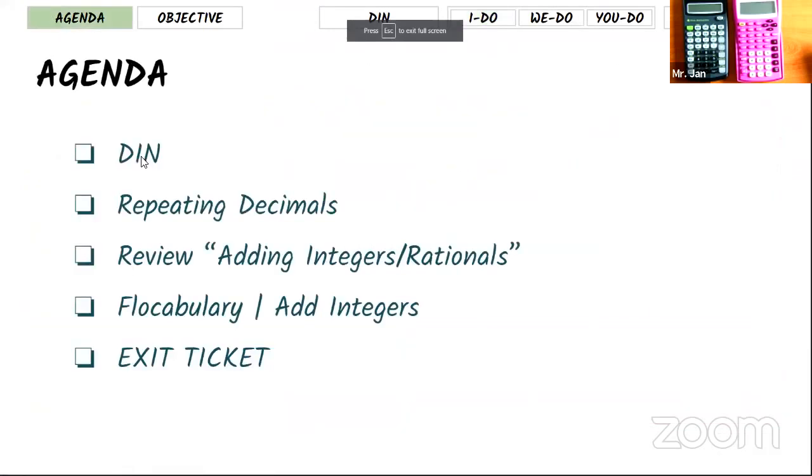Today's agenda: we're going to talk about a new lesson. It's very fun, I really love this, and last year's 7th graders also loved this. It's about repeating decimals. We're going to review real quick adding integers, practice more adding rationals, and use a calculator for adding rationals. You'll have only a vocabulary review: it's just a video you need to watch, and after that you'll have vocabulary cards to quickly review adding integers. And there is an exit ticket, and that's all.